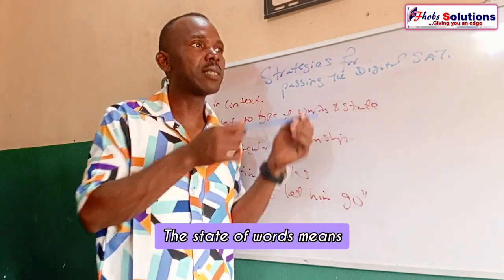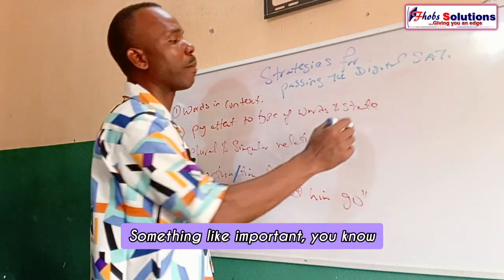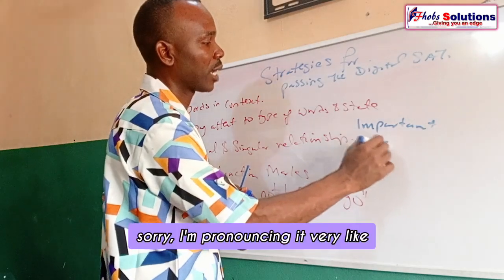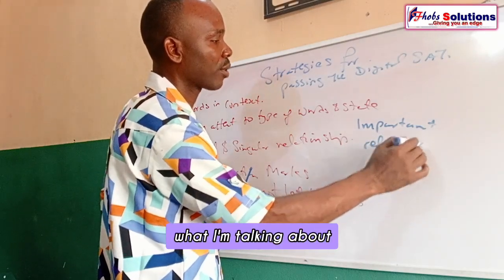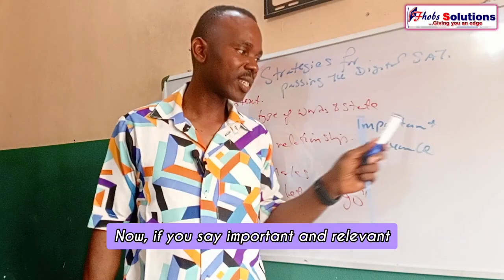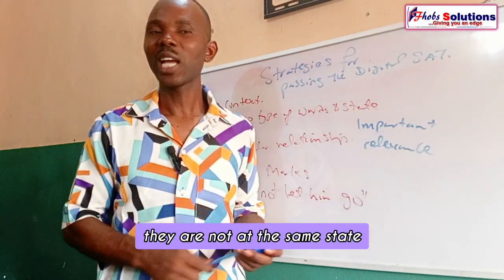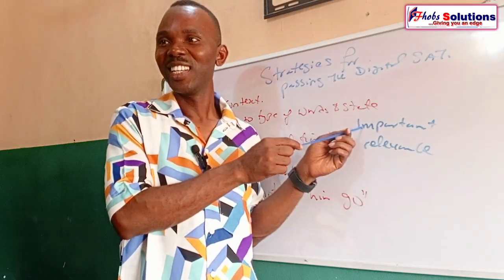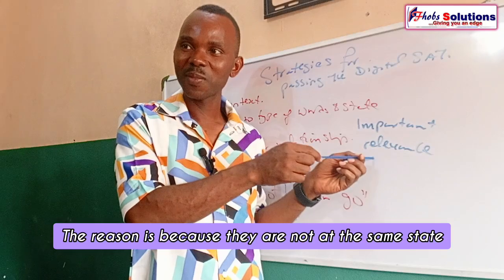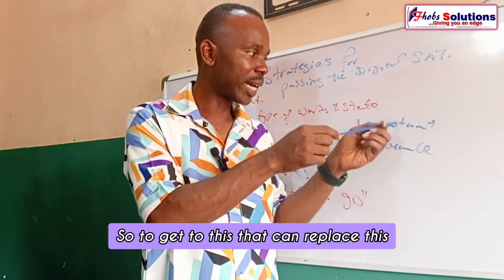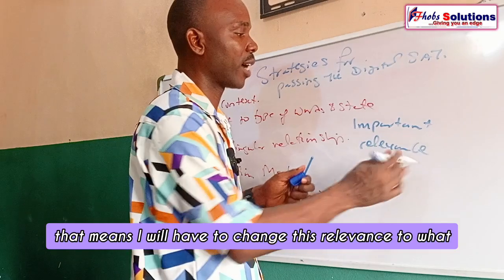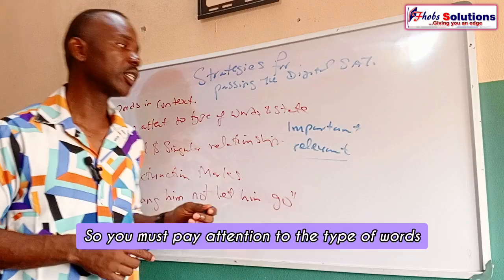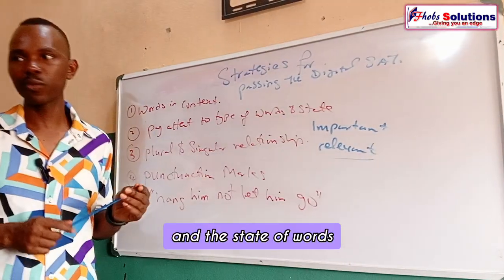The state of words means something like important. If you say important, I'm pronouncing it very like that so you can get what I'm talking about. Now, if you say important and relevance, they are not at the same state. So this cannot replace this in most sentences. The reason is because they are not at the same state. So to get one that can replace the other, I'll have to change relevance to what? Relevant. Do you understand? So they can actually replace each other. So you must pay attention to the type of words and the state of words.